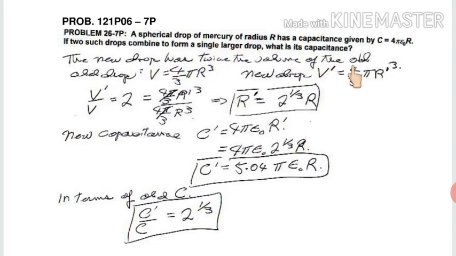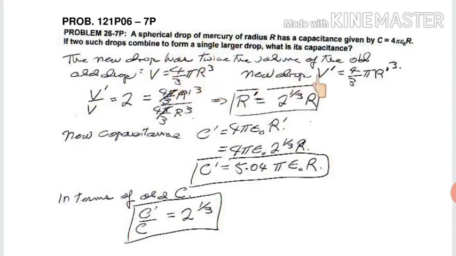Okay, now we know this thing. So from here only we will start solving the question: the volume of the new drop will be twice the volume of the one spherical body. Now, as they are talking about a sphere, what will be the volume of the sphere? We know the formula, 4 upon 3 pi r cube.